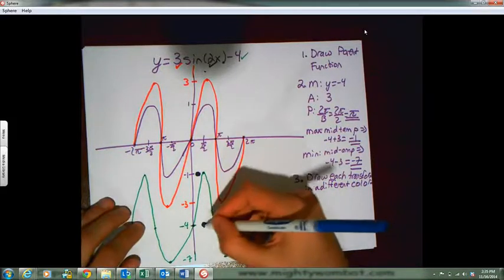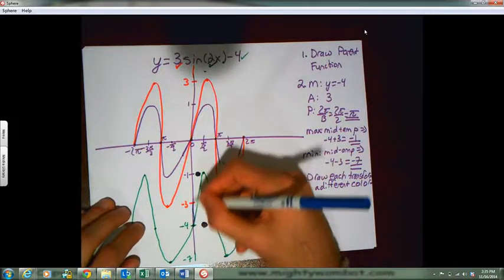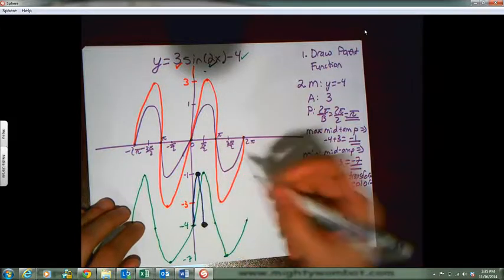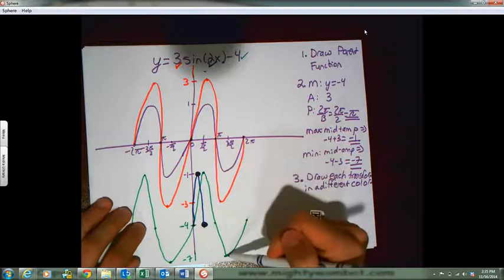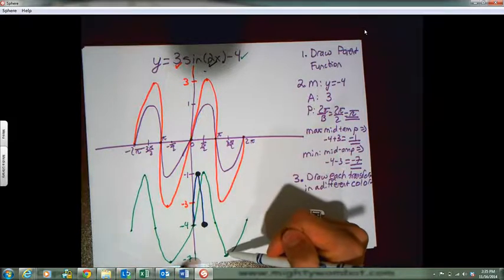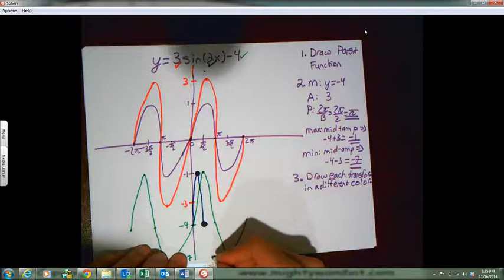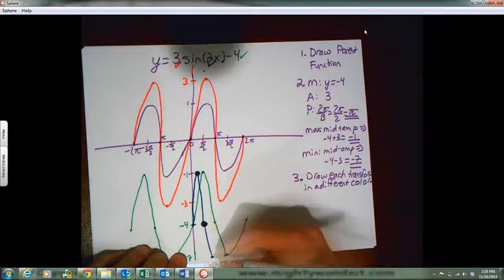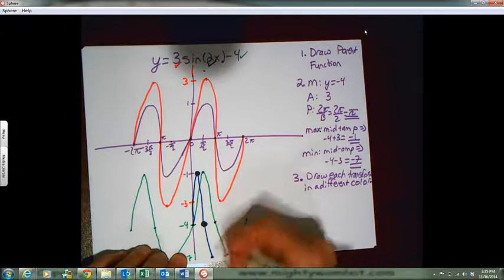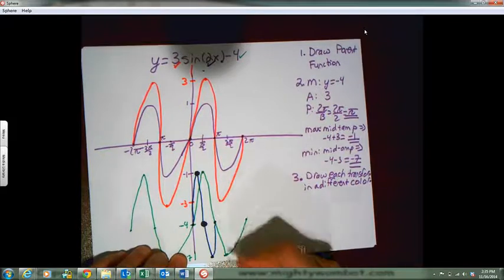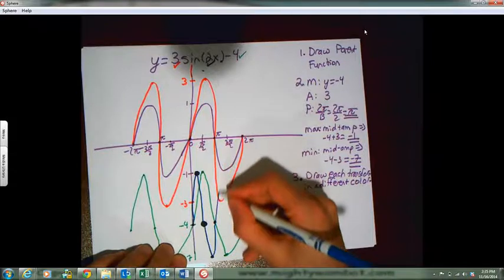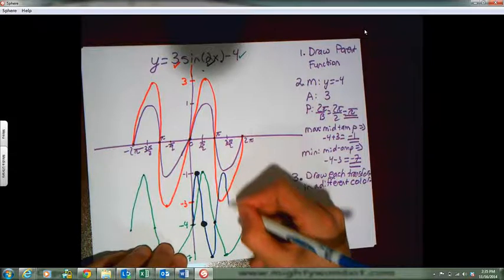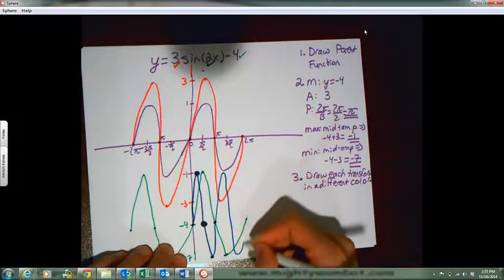So we come up, down. Now, at 3 pi over 2, right here, we now need to come to 3 pi over 4, which is about right here. And then 2 pi needs to come over here to pi. So we do this. And now we're going to do that cycle again. So we come up, down, up.